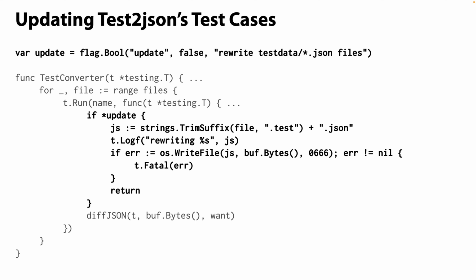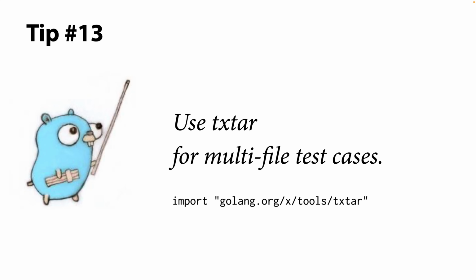Staying on the topic of test files, sometimes it's annoying to have a test case split across multiple files. If I was writing this test today, I wouldn't do that. Tip number 13, use txtar for multi-file test cases. txtar is a new archive format we designed a few years ago, specifically to solve the multi-file test case problem. The Go parser is in golang.org/x/tools/txtar, and I've also found parsers written in Ruby, Rust, and Swift.